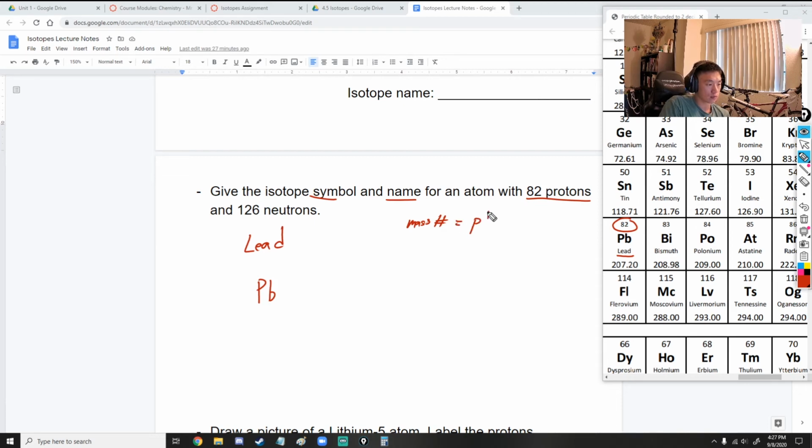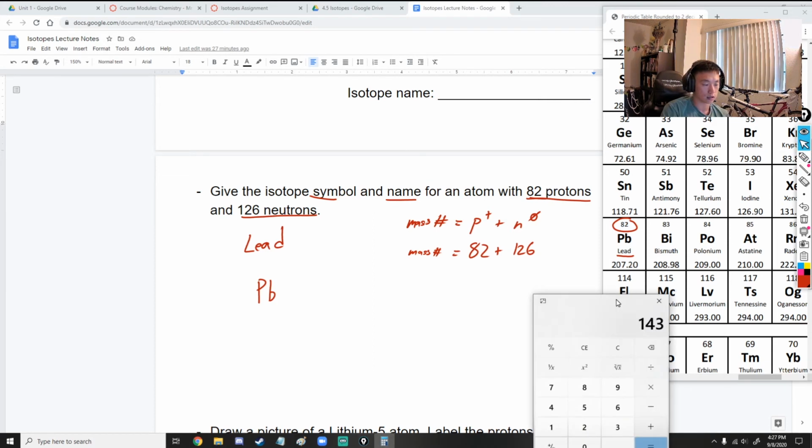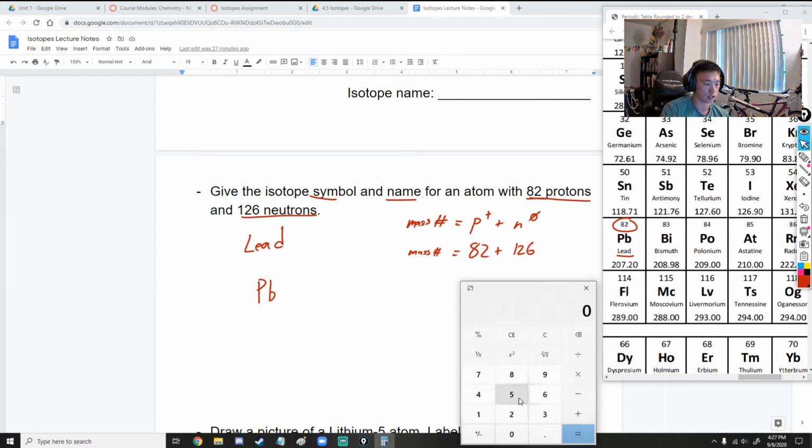The formula is protons plus neutrons. So this time we don't have the mass number. Instead, we have protons and we have neutrons. So I'm looking for mass number. So to find the mass number, I need to add protons plus neutrons. So that's very easy. All we need to do is pull out a calculator, unless you guys can do this in your head, and do 82 plus 126, and that'll give you 208.